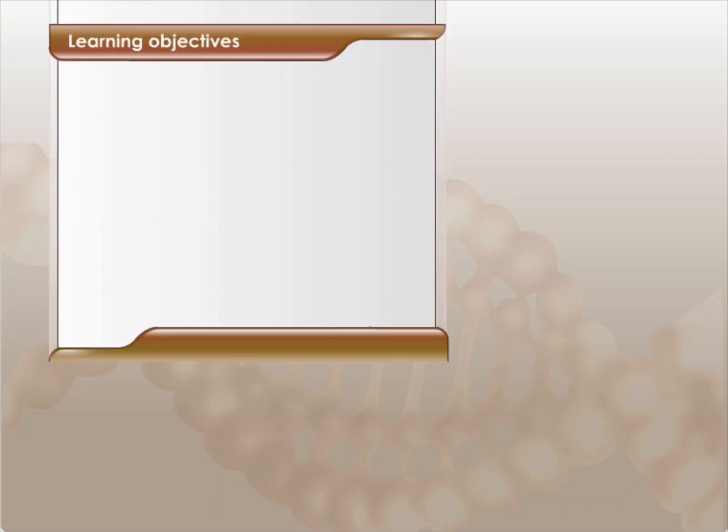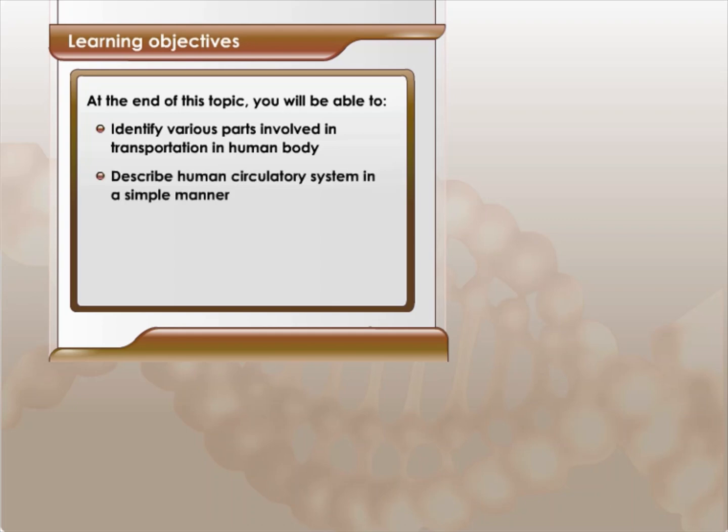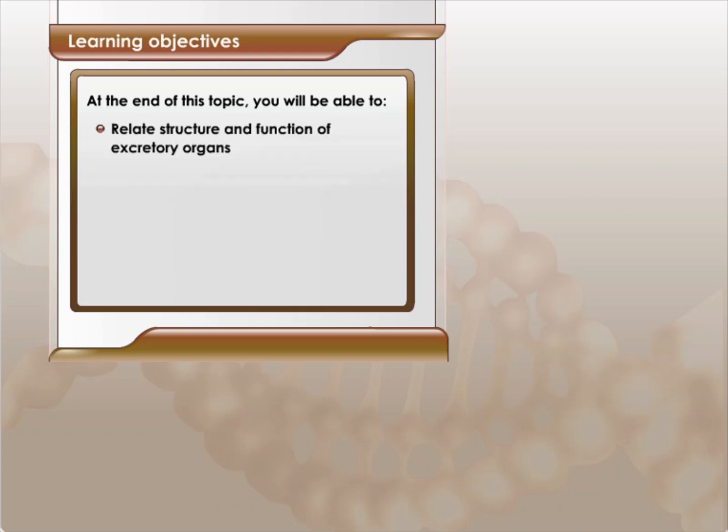Learning objectives. At the end of this topic, you will be able to identify various parts involved in transportation in human body, describe human circulatory system in a simple manner, understand the functioning of kidney as an excretory organ, as a purifier of blood, relate structure and function of excretory organs, describe the process of transportation in plants.